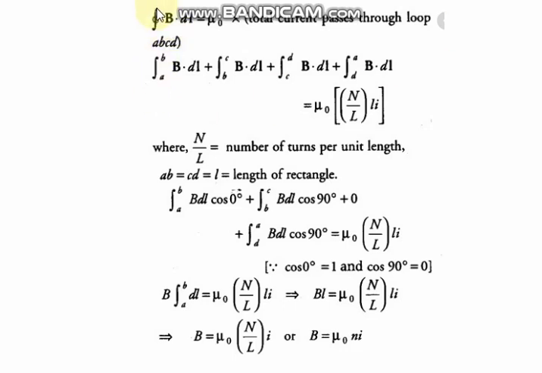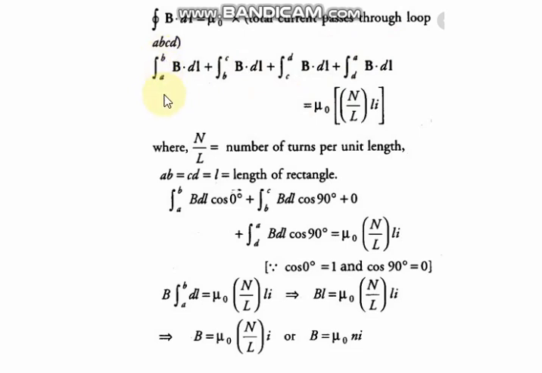So here you can see we have applied Ampere's law to determine the magnetic field of the solenoid, which is a current carrying solenoid. So the closed line integral of B dot dl is equal to mu naught times the total current enclosed by the Amperian loop ABCD.